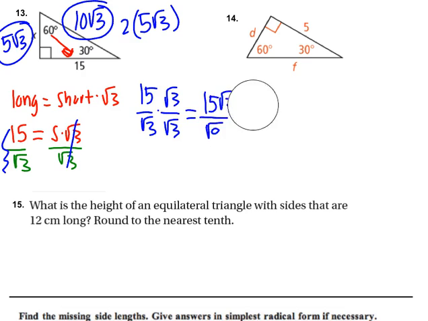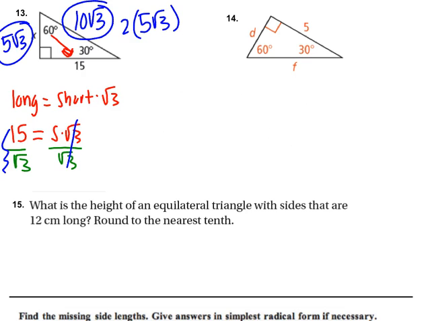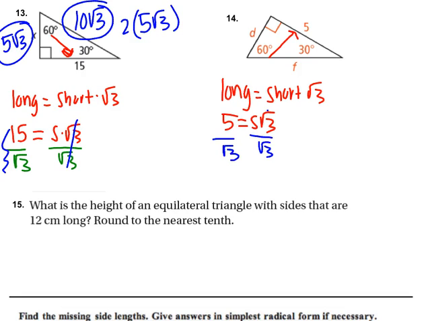Let's try another. So on 14, they give us, again, our long leg equals 5. So let's find our short. So we have 5 equals s square root of 3. To get s by itself, we're going to divide by the square root of 3. Divide by the square root of 3. Again, that's not proper. So we're going to have 5 over square root of 3 times the square root of 3 over the square root of 3. 5 square roots of 3.